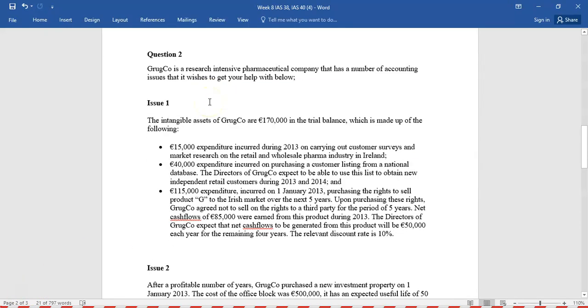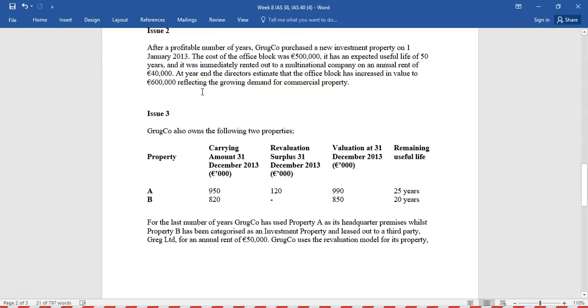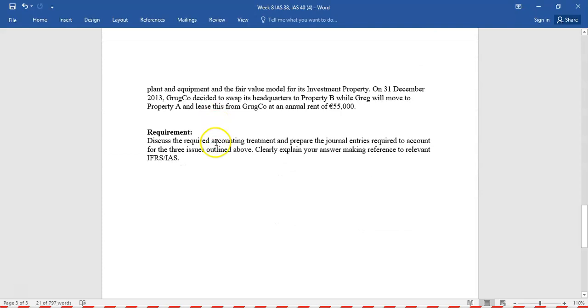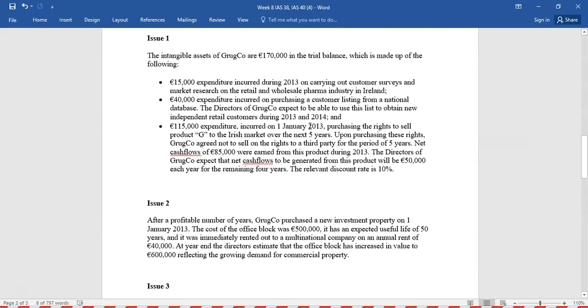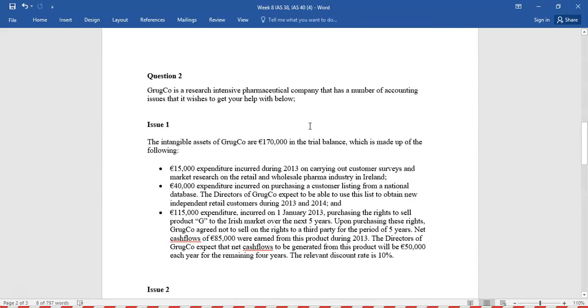So we're now going to look at question 2 in the tutorial, GrowCo. So again, 3 different issues, which is not dissimilar to some of the past exam questions in terms of question 2 and 3, where there's multiple issues. And you're asked to discuss the required accounting treatment and prepare the required journal entries, and clearly explain your answer making reference to relevant standards. So the key point here is, when you're doing the questions, you must explain your treatment. So reference the standard, why you're treating it that way, and then provide the journal entries.